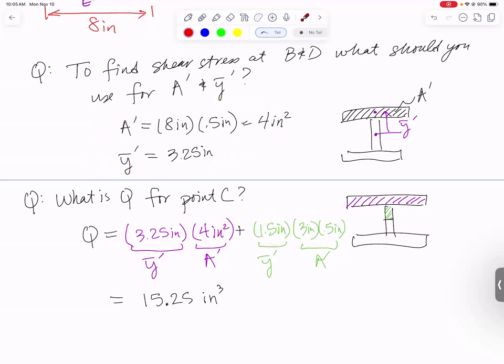That is as far as we're going to go today in practicing calculating Q and finding maximum shear stress in actual beams, where we need to do the whole problem: the free body diagram, reaction forces, shear force diagrams, find the max shear force, and then finally use our transverse shear equation.